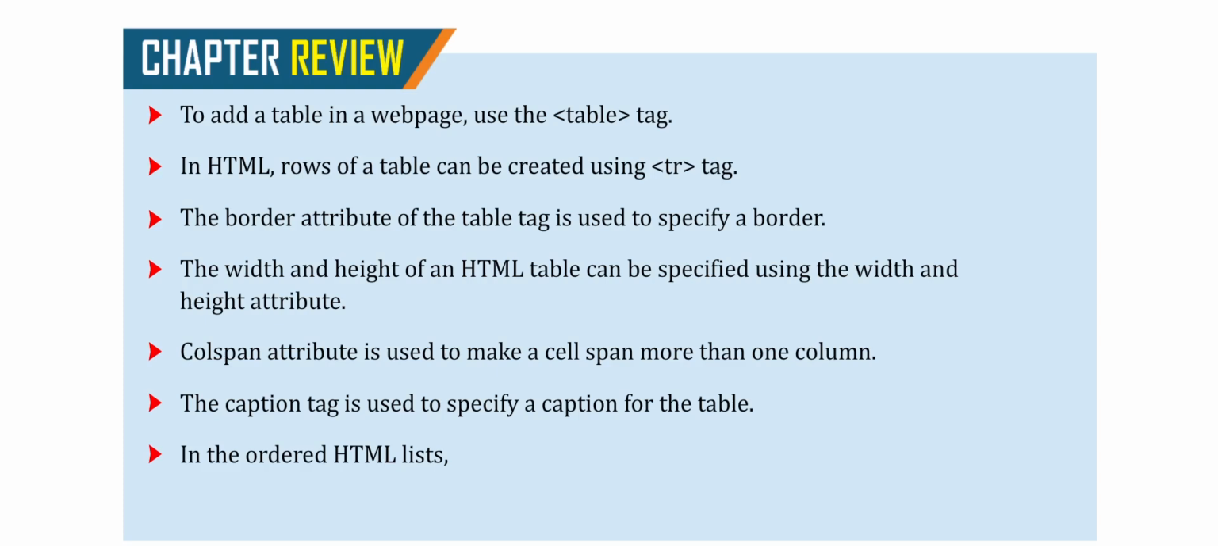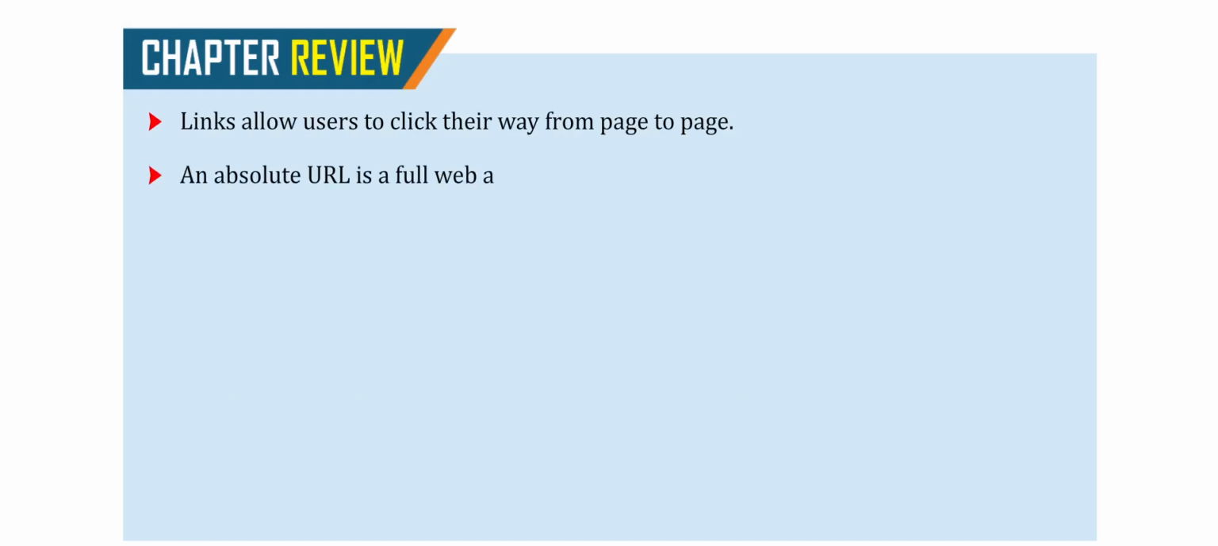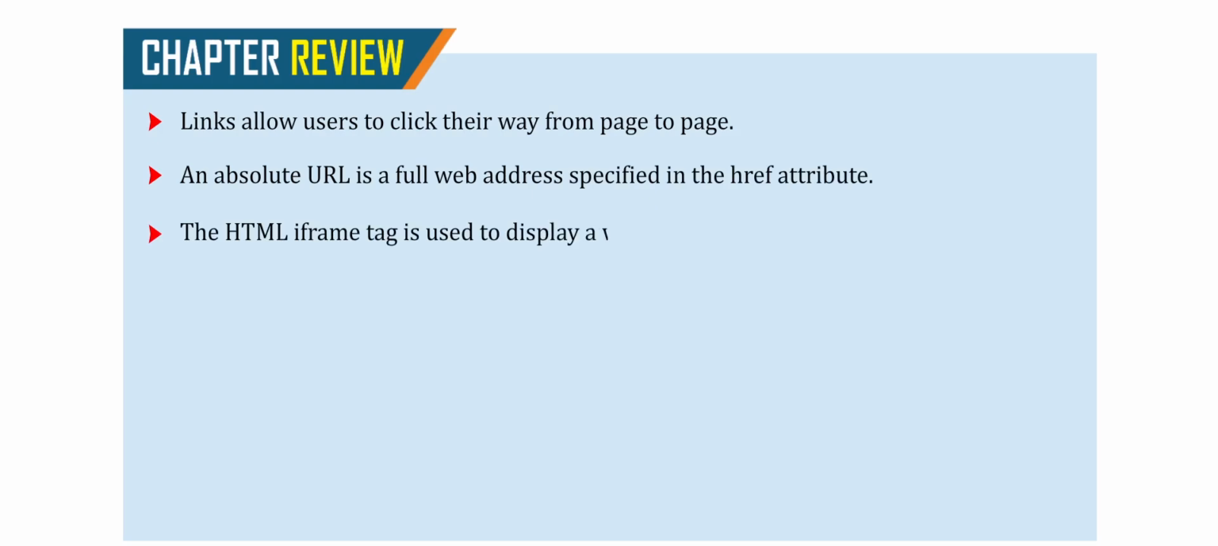In the ordered HTML list, all the list items are marked with numbers by default. In an unordered list, the list items do not have any special order or sequence. Links allow users to click their way from page to page. An absolute URL is a full web address specified in the href attribute. The HTML iframe tag is used to display a web page within a web page.